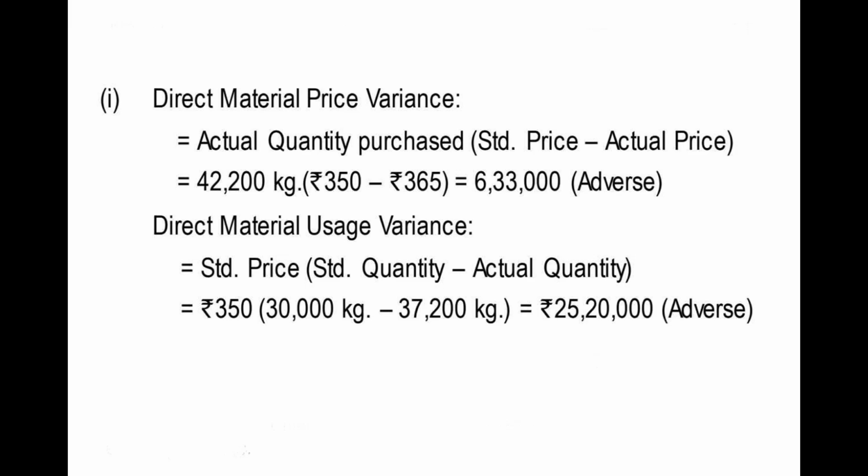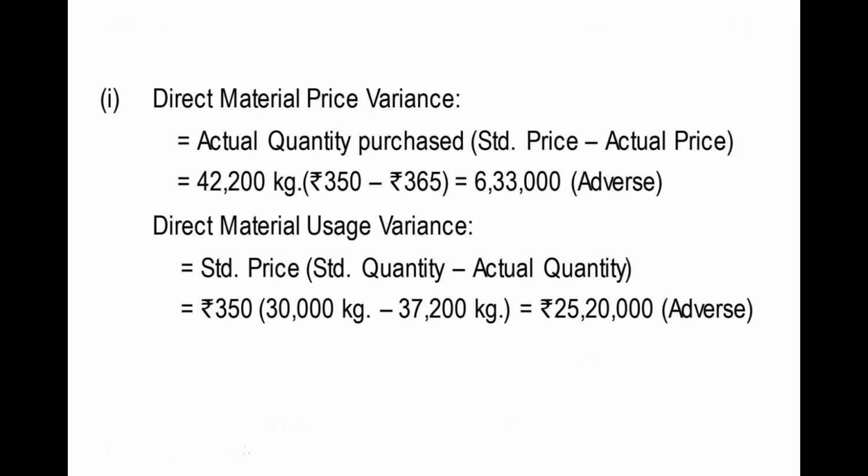Computation of direct material price variance. In short, it is called MPV, material price variance. The formula is actual quantity into, open the bracket, standard price minus actual price, close the bracket. The standard price given in the problem is 350. The actual price given in the problem is 365.